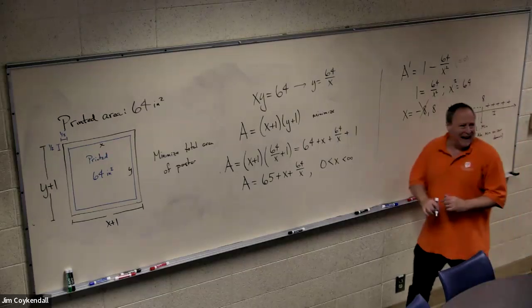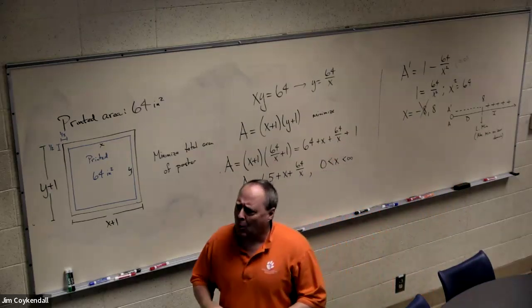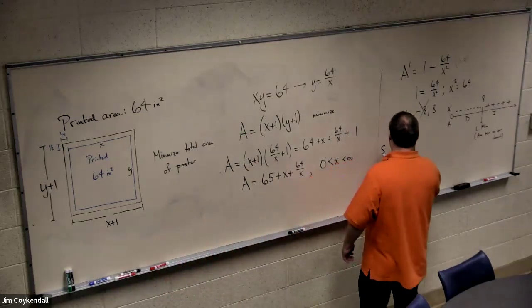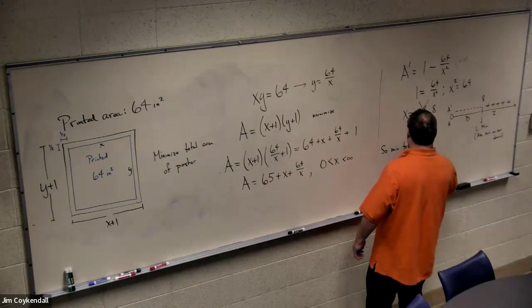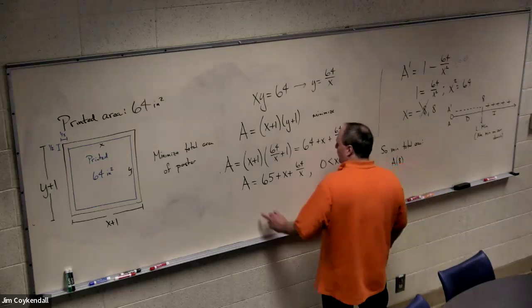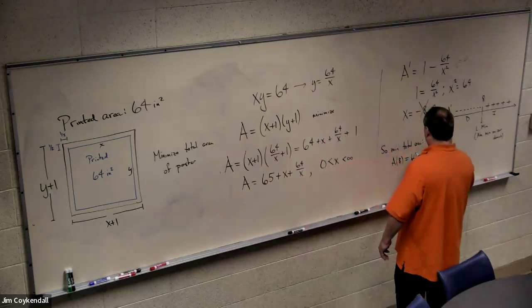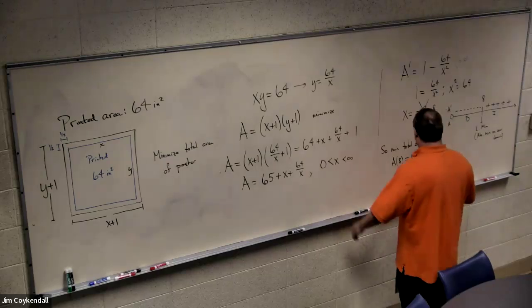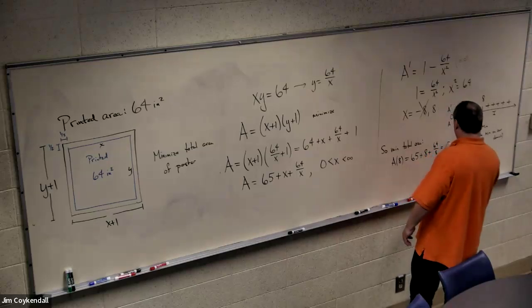Now, what did the question ask? It asked, what is the minimal total area? This should be A of 8. So this should be 65 plus 8 plus 64 over 8. So that's 81.